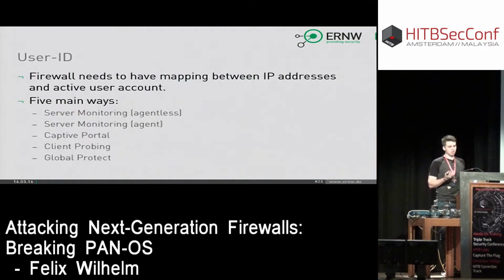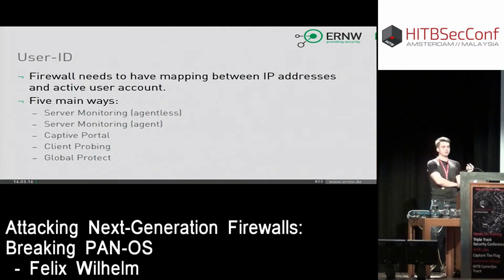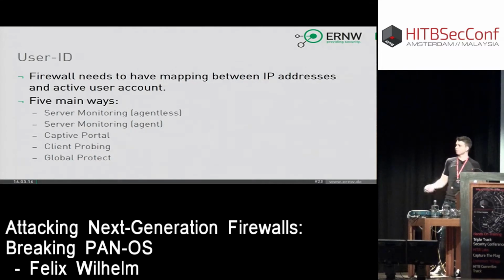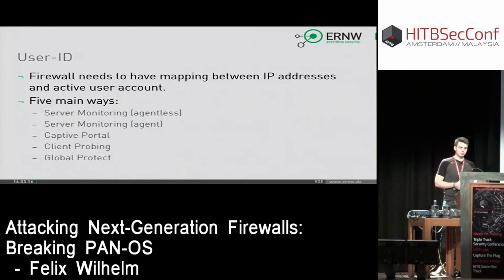Now, how is this actually implemented? To make this work, the firewall needs an active mapping between IP addresses and active user accounts. And the Palo Alto devices support this mapping in 5 main ways. So you have server monitoring, either agentless or with an agent. You have a captive portal. You have client probing. And it's a feature that's also embedded in the GlobalProtect VPN. So we'll quickly walk through all of those.